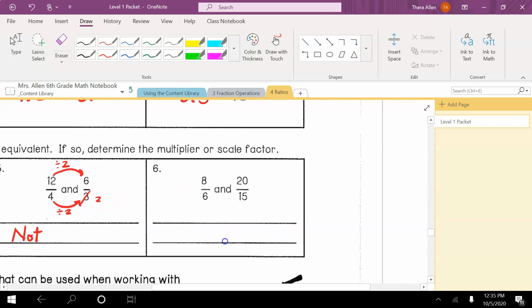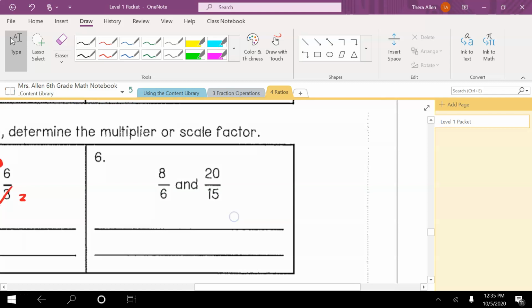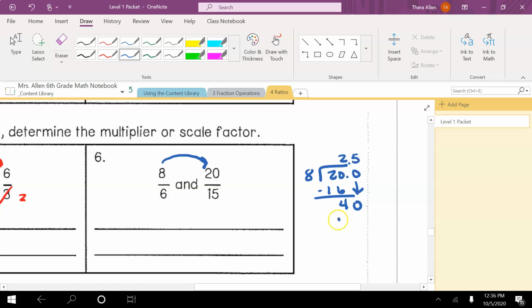Now this one is kind of tricky. Let's look here. 8 times what, because I'm getting larger, can give me 20? Well, I don't know off the top of my head, but I could divide to figure it out. So 8 goes into 20 2 times. That's 16, leaves me with a 4. I'm going to add a decimal. 8 can go into 40 5 times. Okay. So I'm multiplying by 2.5.